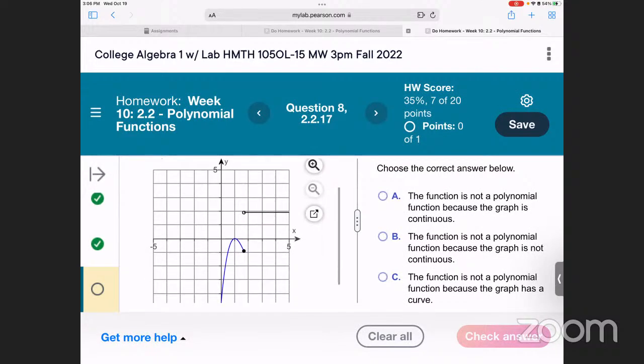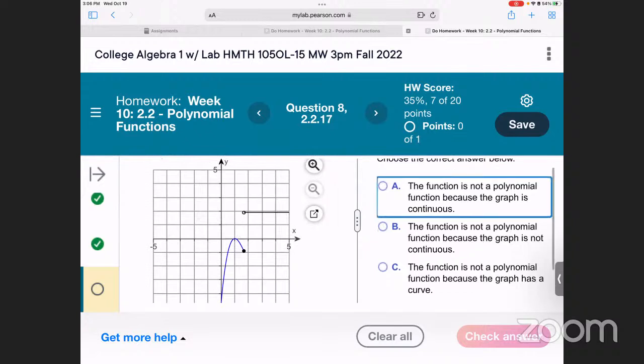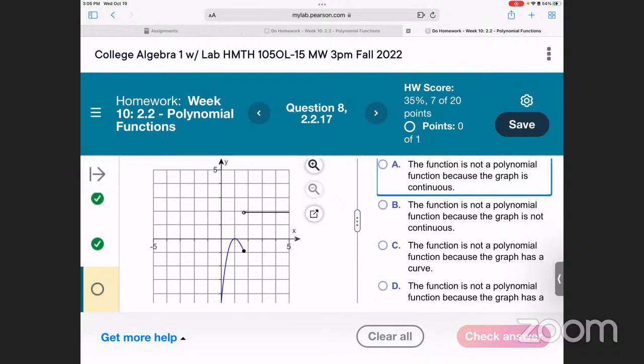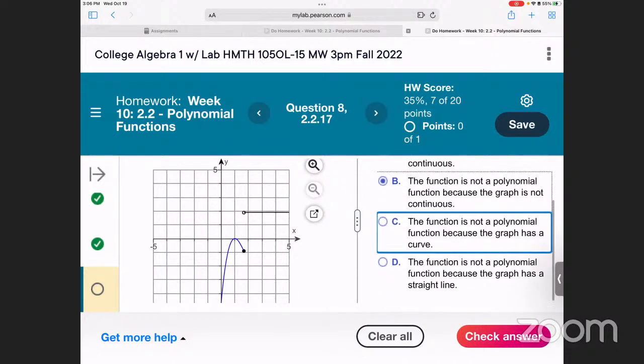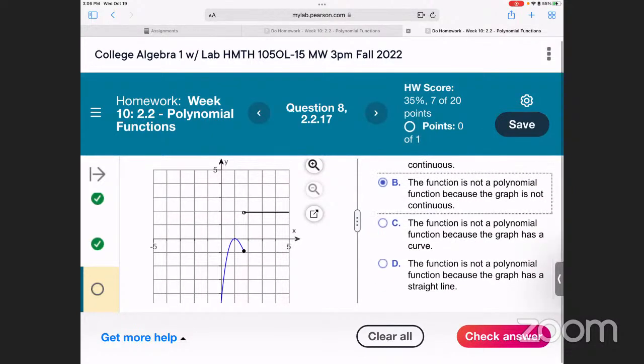Same thing here. Is this the graph of a polynomial? No. It's not A. B says that is not a polynomial because the graph is not continuous, right? So that does fail one of our conditions for it to be the graph of a polynomial. And C and D don't make any sense, right? So it should be B.